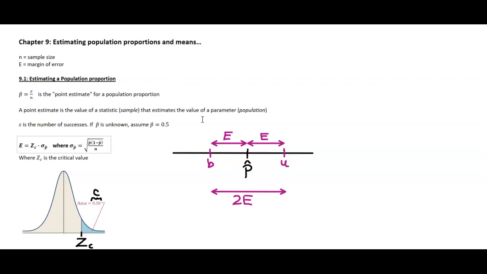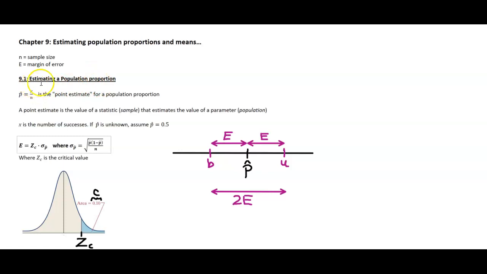So N, whether we're talking about estimating a population proportion or estimating a population mean, N is the sample size. So whenever we're talking about looking at a sample, a portion of our population, we're talking about statistics. And if we're talking about the population, we're talking about a parameter. So N is our sample size for our sample of the population we're looking at. E is our margin of error when we're looking at confidence intervals.